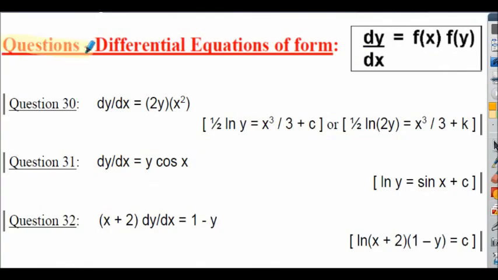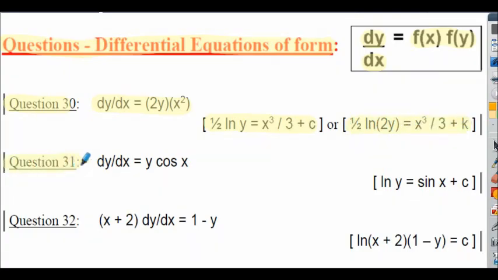So here are the first few questions related to differential equations of the form dy by dx is equal to a function of x function of y. So we have questions 30 to 32 on this slide. Question 30, here's the equation dy by dx is equal to 2y multiplied by x squared. Notice that all answers are shown on the right hand side in square brackets. And question 30 actually has two solutions, and I'll work through both of the solutions within the presentation.